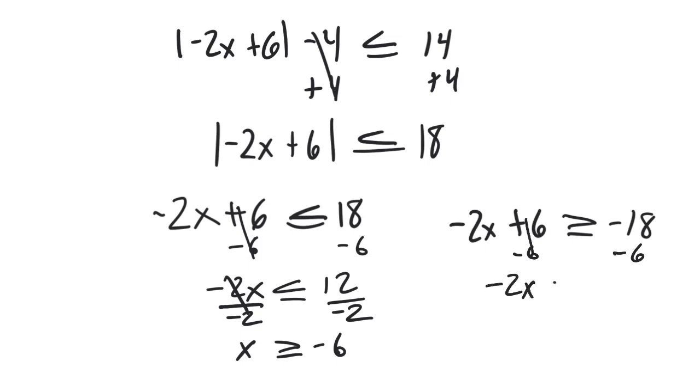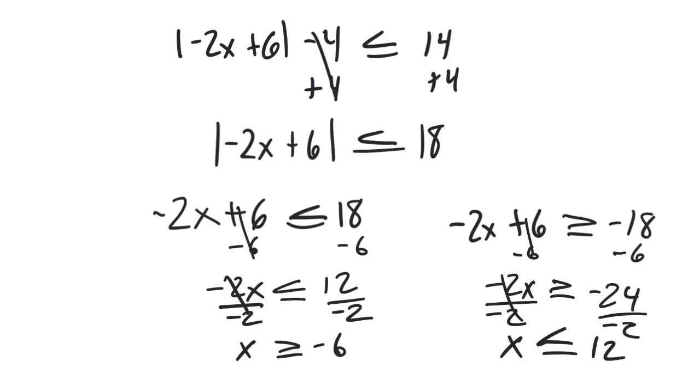-2x is greater than or equal to -24. Now I divide both sides by -2. The sign's going to flip. Now I've got less than or equal to. X is less than or equal to, going to be a +12.